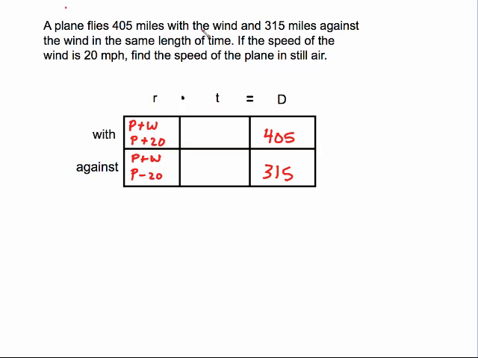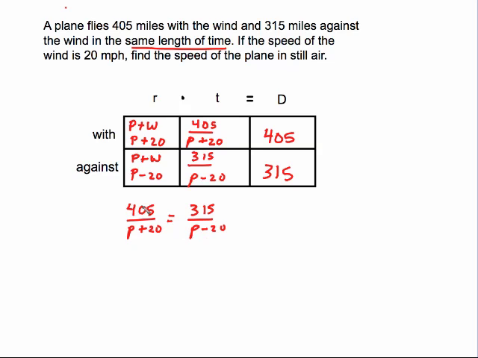Since the problem states that these two distances are covered in the same length of time, we are going to set these two times equal to each other. To get the entries in the chart, we just have to put the distance divided by the rate like we did on the last problem. So this is 405 over P plus 20 and 315 over P minus 20. These two entries are equal, which gives us our equation. 405 over P plus 20 equal to 315 over P minus 20. This is a proportion. All we have to do is cross multiply and solve.